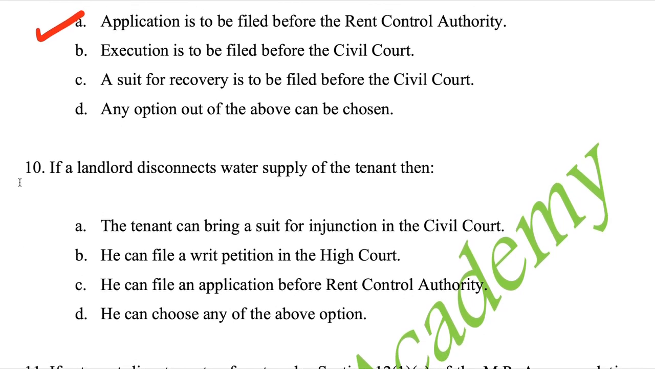Next question. If a landlord disconnects water supply of the tenant, then A. The tenant can bring a suit for injunction in the civil court. B. He can file a writ petition in the high court. C. He can file an application before rent controlling authority. D. He can choose any of the above options.